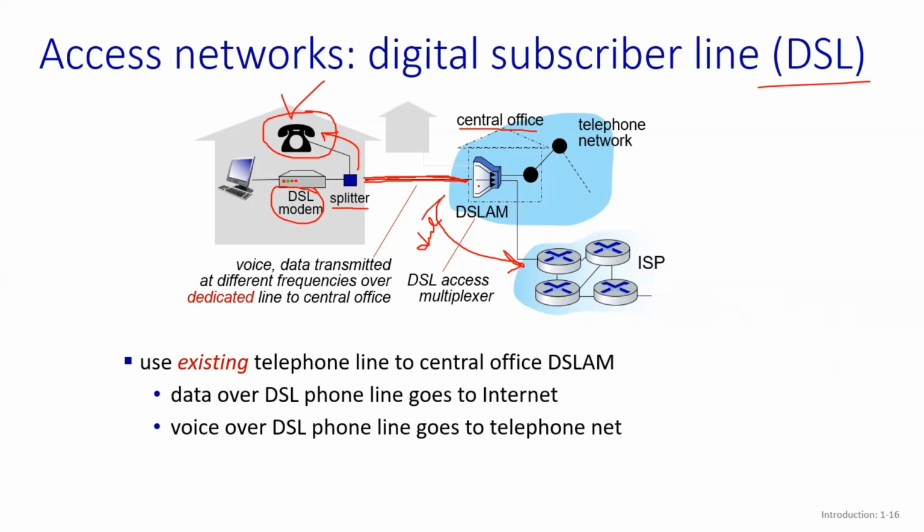So data is split and sent to the ISP, and the analog signals are sent to the telephone network. The same job of splitting, which is done at our homes using the splitter, is done at the central office using this DSLAM. Okay, so why is data transmitted at different frequencies over a dedicated line to the central office?